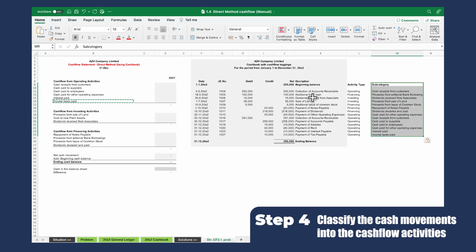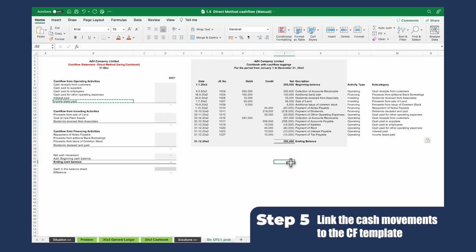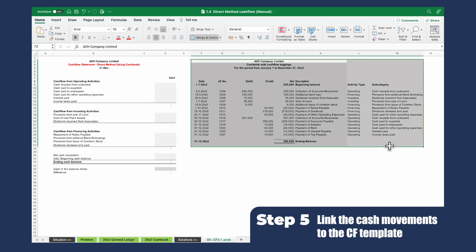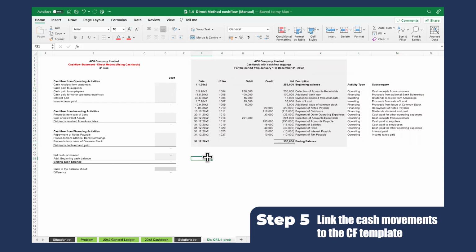Now that you have classified each and every cash flow movement into the subcategories, we can now proceed to step 5. Step 5 is the easiest step as long as you know the SUMIF formula. All you have to do is to link the cash flow template that you have done in step 1 to the cash book with the particular subcategory taggings. So you have to choose a formula that will pick up all of these movements here based on the categories. And the best one to use right now is the SUMIF formula.